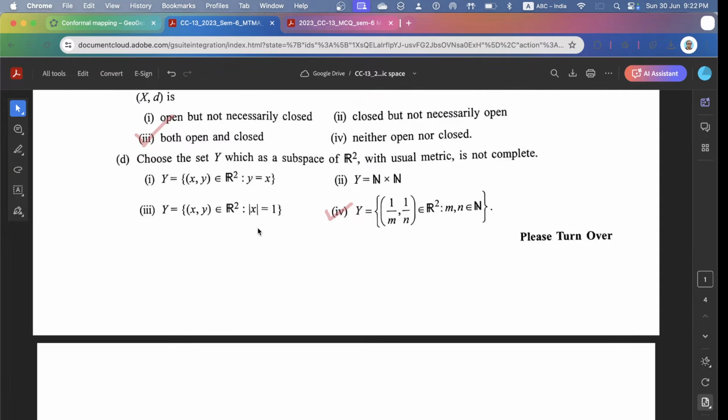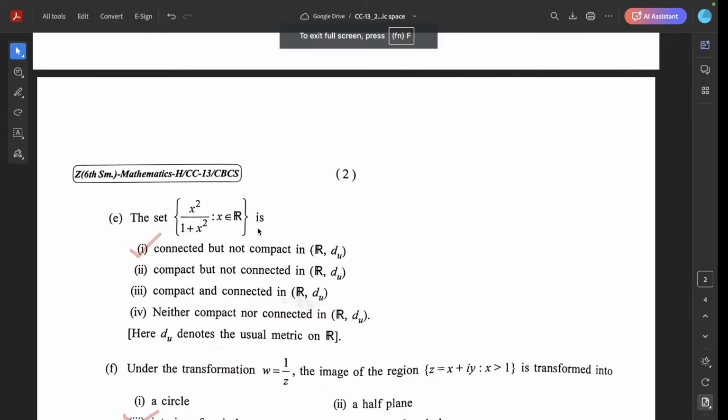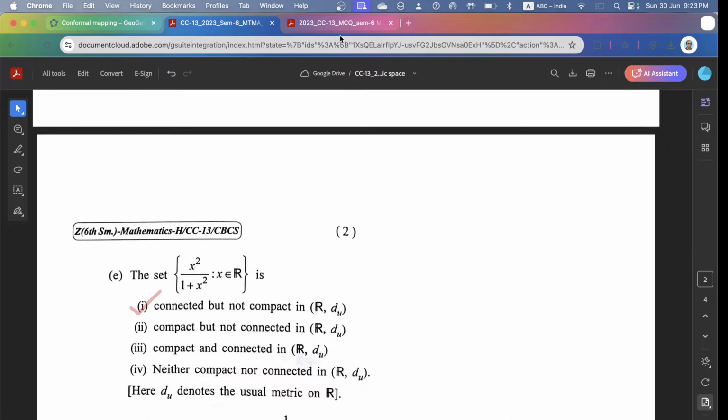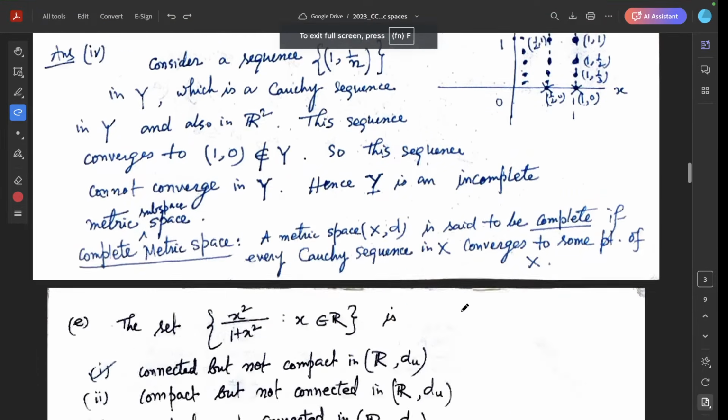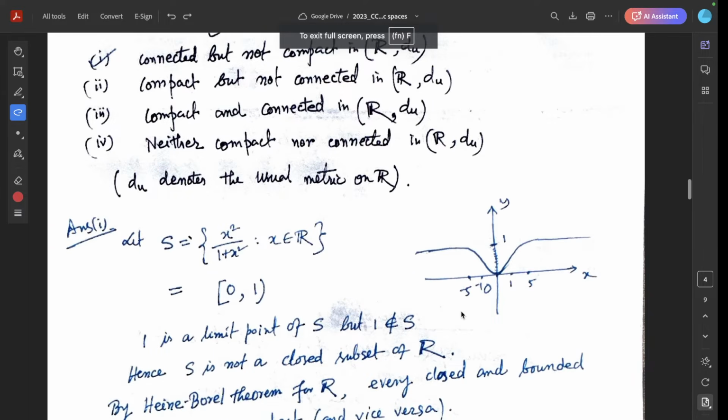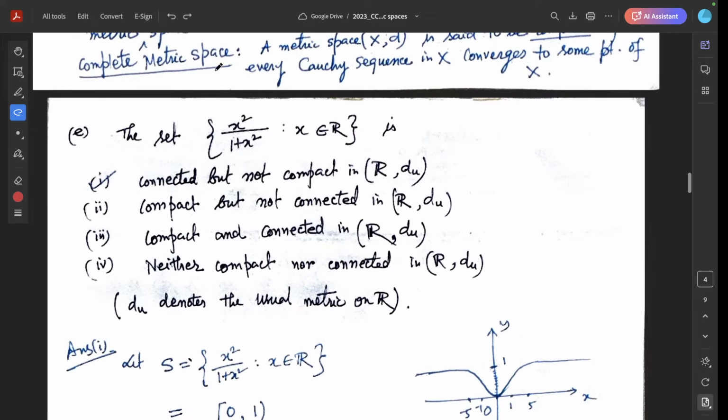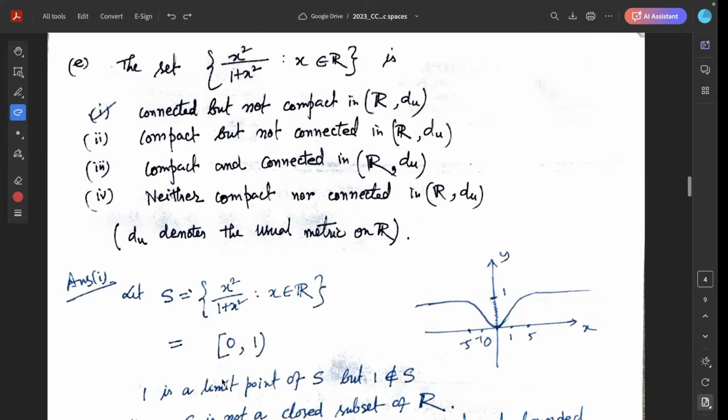Next question, 1E. The set {x²/(1+x²) such that x belongs to R} is, the correct option is, connected but not compact in the metric space R with the usual metric. Actually, let this given set be denoted by S. This is the semi-closed or semi-open interval [0, 1).